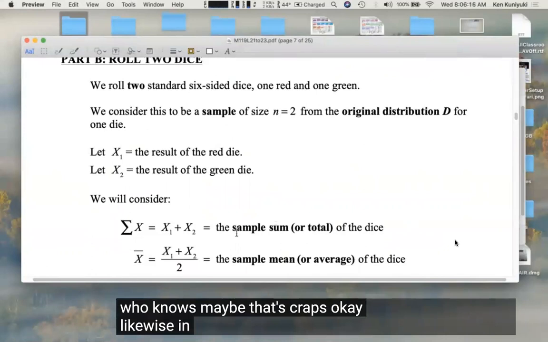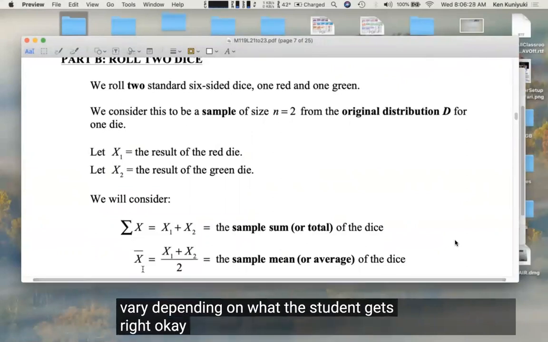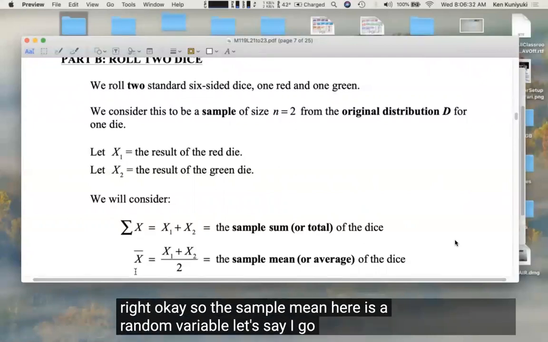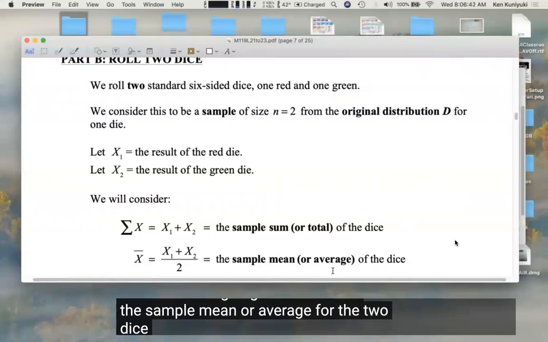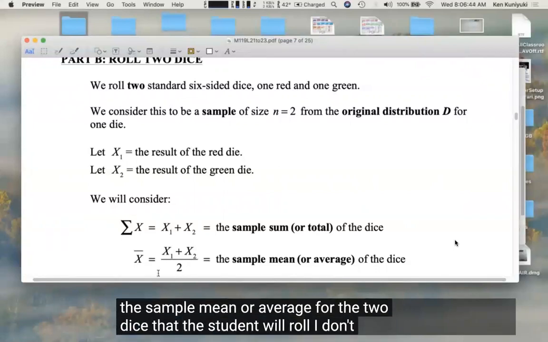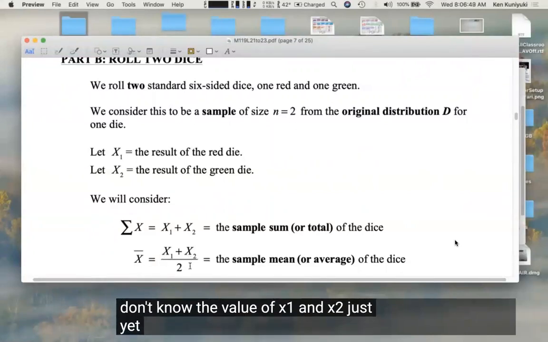Likewise, in addition to a sample sum, we can also talk about a sample mean or average. It's a capital X bar here because it's a random variable. It'll vary depending on what the student gets, right? So the sample mean here is a random variable. Let's say I go to the first student. I don't know yet what the first student is going to roll. So X bar, the sample mean or average for the 2 dice that the student will roll, I don't know the value of this yet because I don't know the value of X1 and X2 just yet.